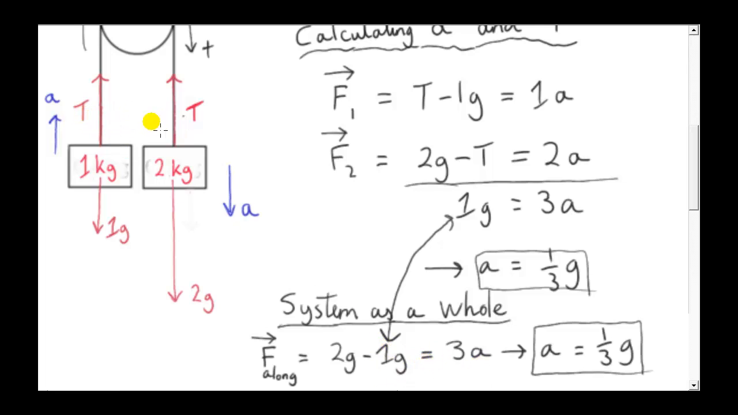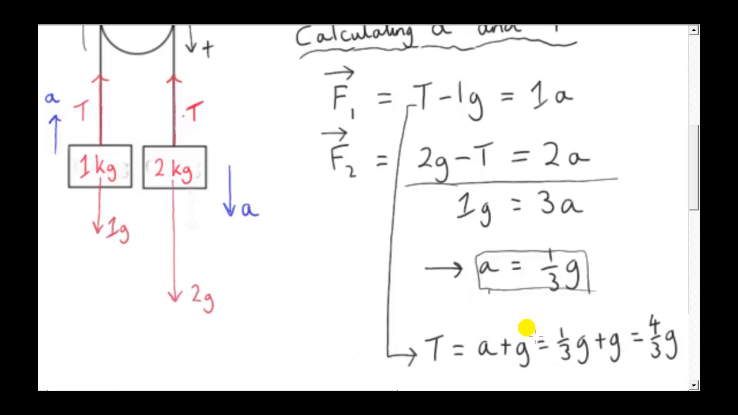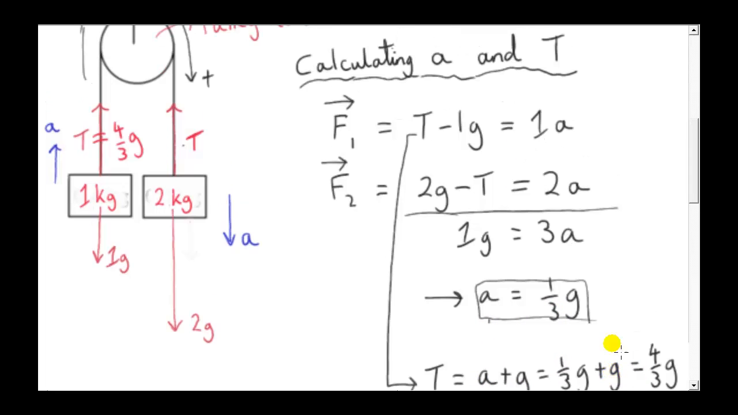Now let's calculate T. So I've just subbed into the first equation. T equals 1 times (a plus g), where a is a third g, so we get T equals 4 thirds g.